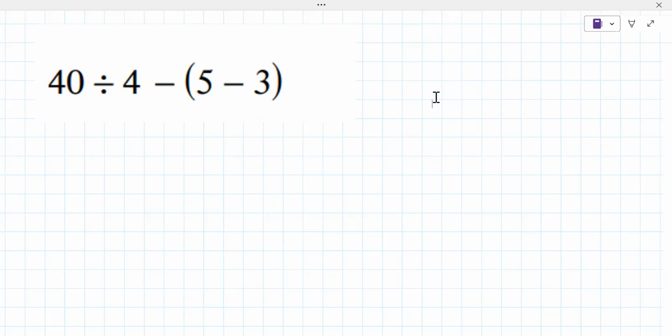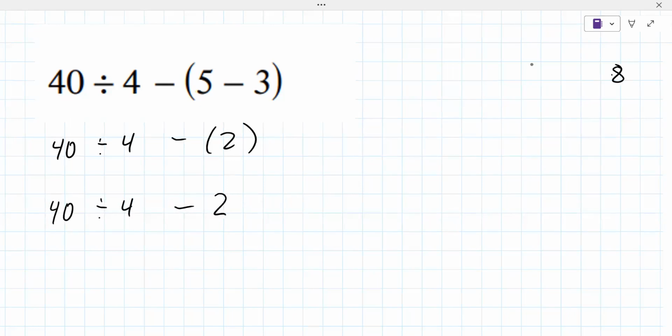Okay, I got 8. Your final answer is 8. Let's take a look here. So it's 40 divided by 4 minus 2. Now you don't need the parentheses anymore because there's nothing to do there, but that subtraction still comes down. So then you divide first, 10 minus 2, which is 8. Really, really good here.